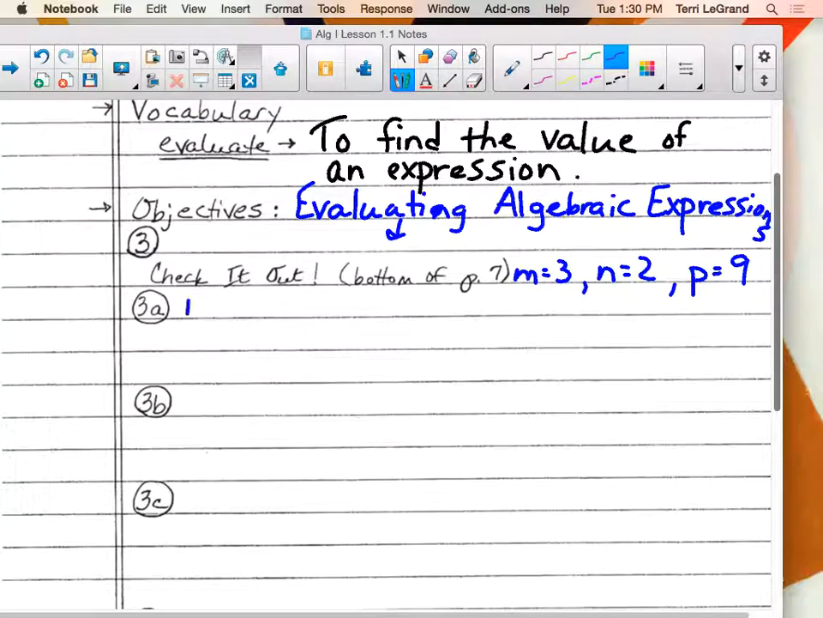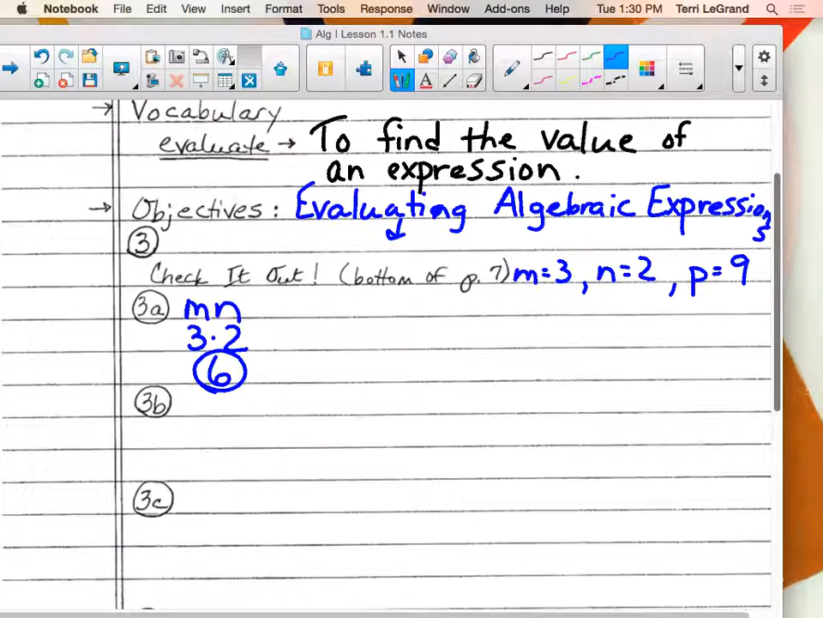So we're supposed to evaluate the first one, mn. So what do we do first? Substitute. We put 3 in for m and we put 2 in for n, and 3 times 2 is 6. Our final answer is 6, and that's called showing work right there.